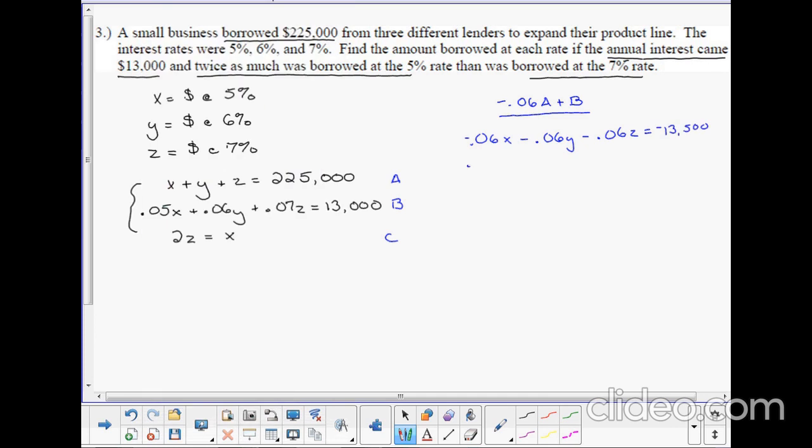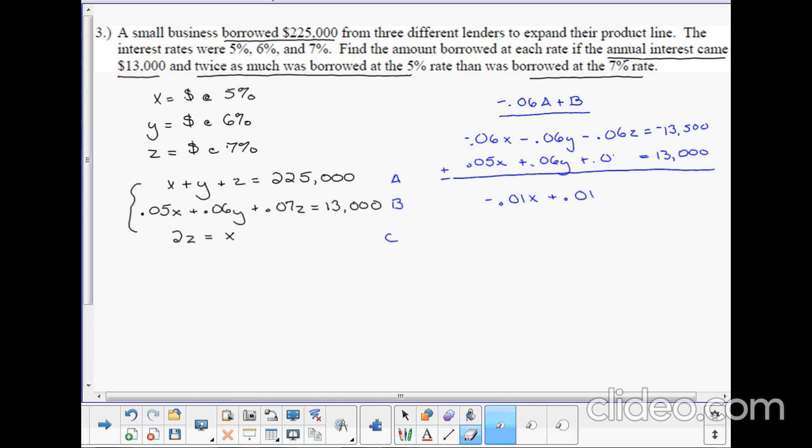So let me go ahead and write down equation B, which is 0.05x plus 0.06y plus 0.07z equals 13,000. So we add. When we add, I get a negative 0.01x. The y's would subtract out. Sorry, this right here should be a z, 0.07z right there. I would get positive 0.01z equal to negative 500.